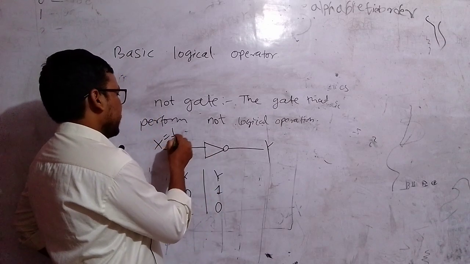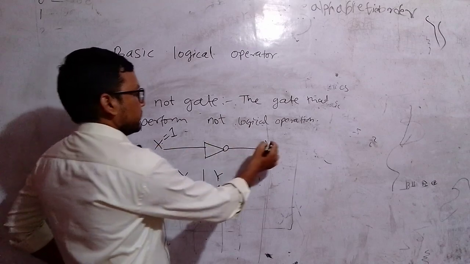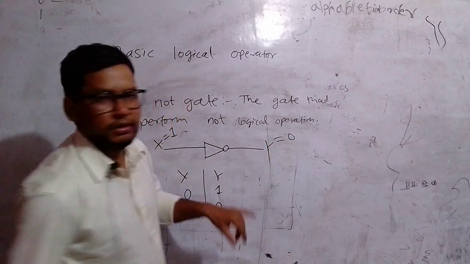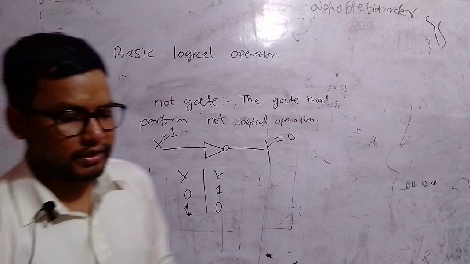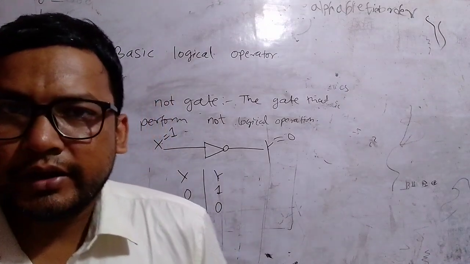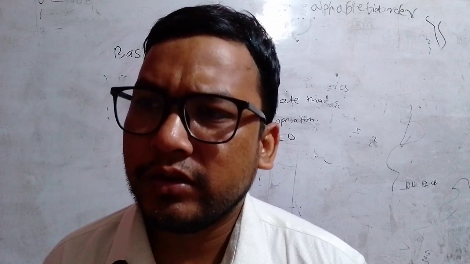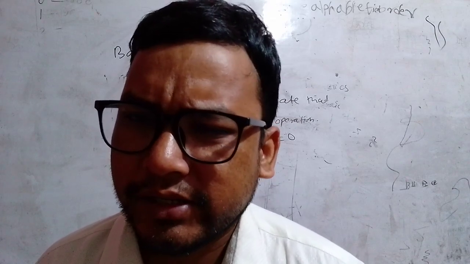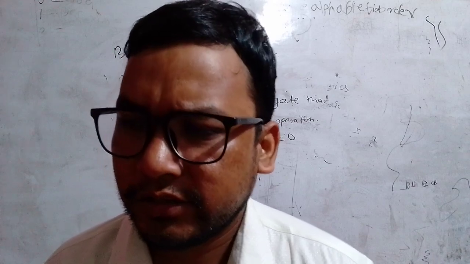What would be the value of Y? If X is equal to 1, Y will become 0. Now this is called the NOT gate. And AND, OR and NOT gates are the basic gates, because these gates can make any other gates, or can be used to make all of the logical circuits.